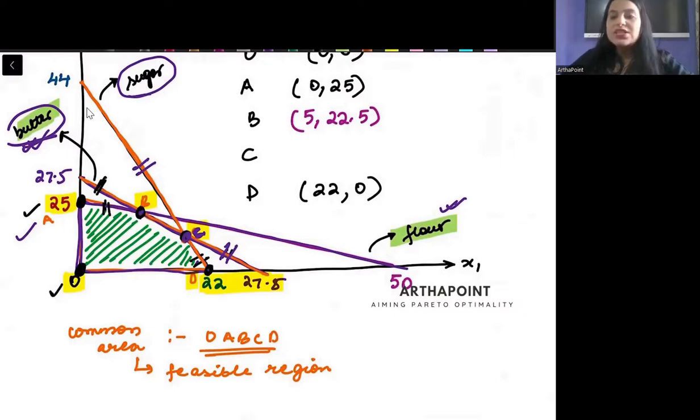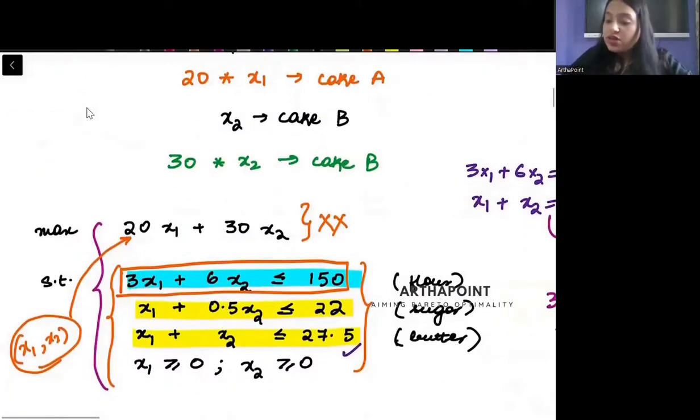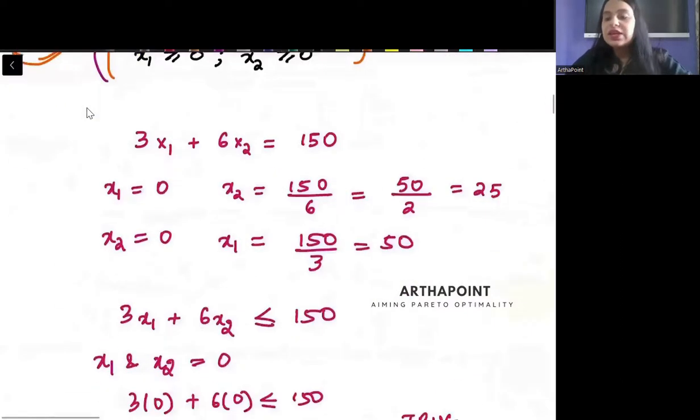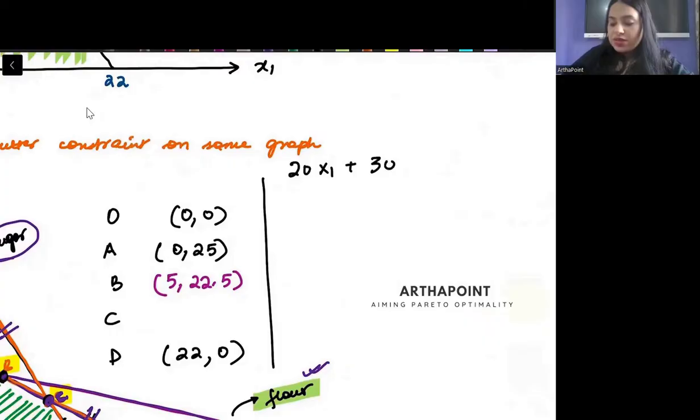Now, once I have got these points, my next aim is to see the value of my objective function at each of these points. So now what did I want to maximize? The revenue of this baker. What is the revenue of this baker? The revenue of the baker is 20x1 plus 30x2. So I will write down the revenue of the baker as 20x1 plus 30x2. And beta, I am going to put each of these values in this.